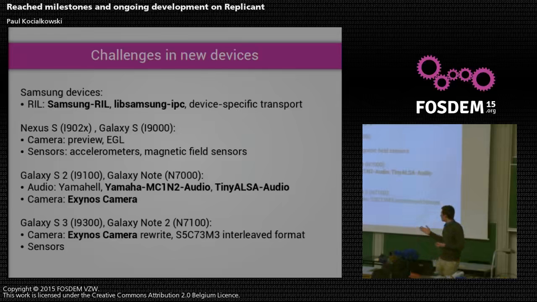And on the Galaxy S2, Galaxy Note, that's basically the same device. The Galaxy Note has a bigger screen, but it's really basically the same hardware. There was a big problem with audio because they're using a non-conventional chip, which is the Yamaha MC1N2. And people at CyanogenMod were calling it Yamahell because there was a whole lot of non-free libraries that did not integrate well with the standard Android environment. So it was terrible for them, and at some point I just looked at it and wrote a free implementation for audio. So that was a big challenge as well. It was kind of hard, but doable.